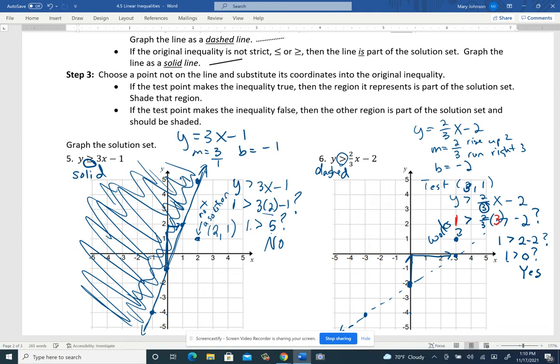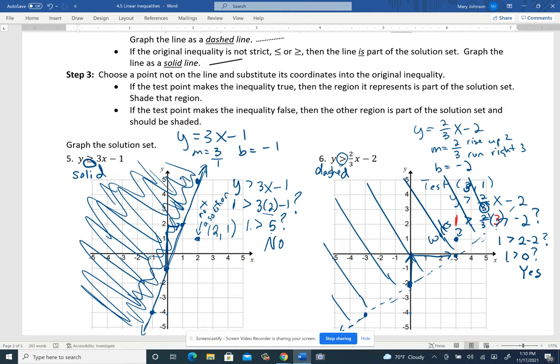This works right here. So that means I have to shade that side. Okay. So that whole picture is the answer to the question. All of the ordered pairs in that shaded region work, and it's all the way up to this boundary line. The points on the line don't work. That's why it's dashed. And then, of course, the points that you see below the line aren't part of the shaded region.